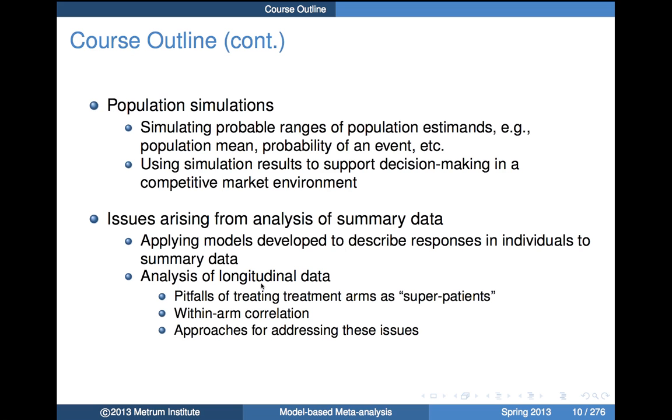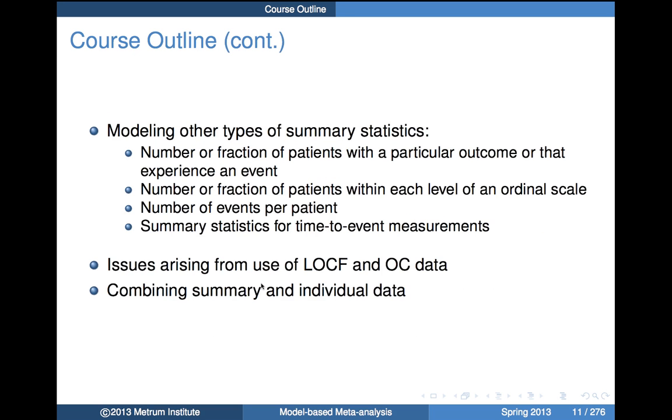Some issues that arise in analyzing longitudinal data. Then we'll talk about how you model other types of summary statistics besides things like sample means. Things like fraction of patients that have some particular outcome, fraction of patients at each level of some ordinal scale, number of events per patient, and summary statistics for time to event measurements. And then a few other issues here and there.